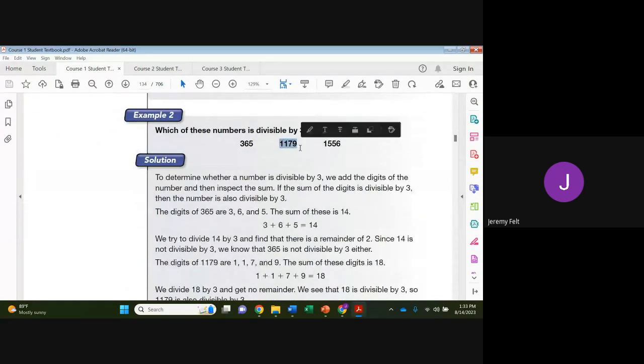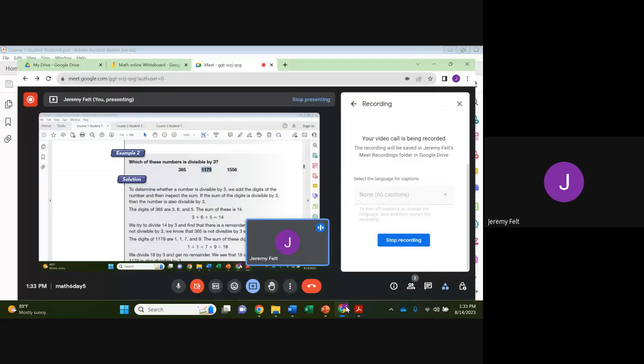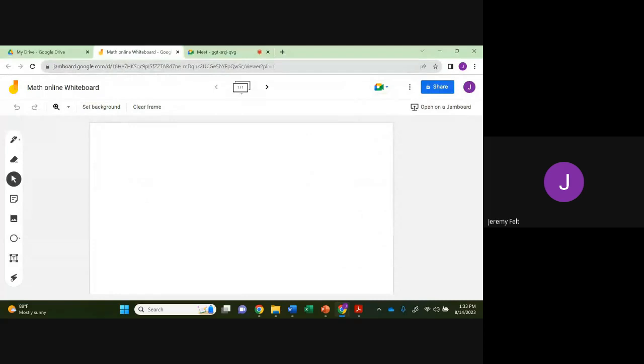So if we were to look at this and see if this is divisible by 9, 1179. Well, if we add all these together, 1 plus 1 is 2, plus 9 is 11, plus 7 is 18. Well, yeah, 18 divided by 9 is 2. So 9 does go into 18, our total. So it then goes into this entire number.